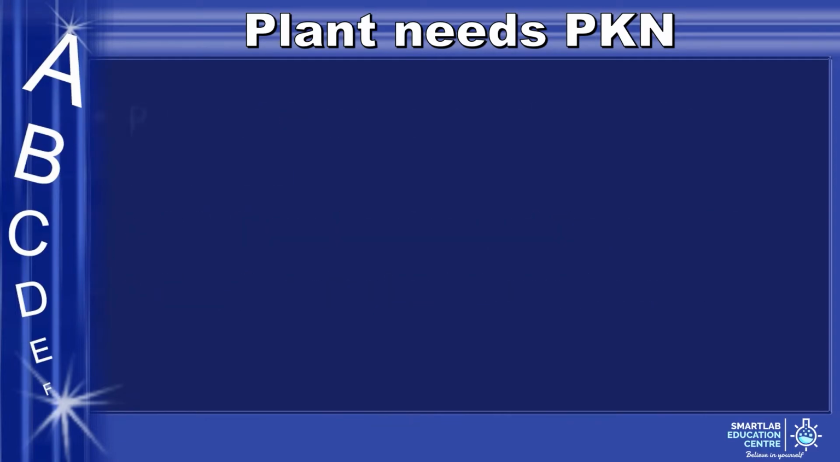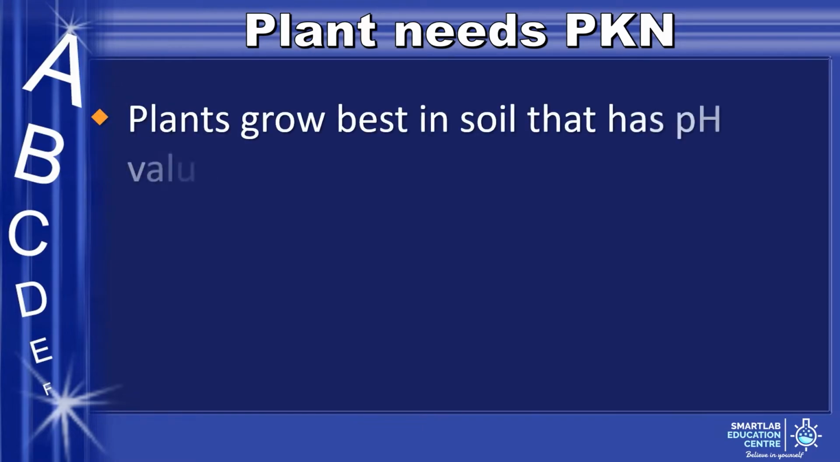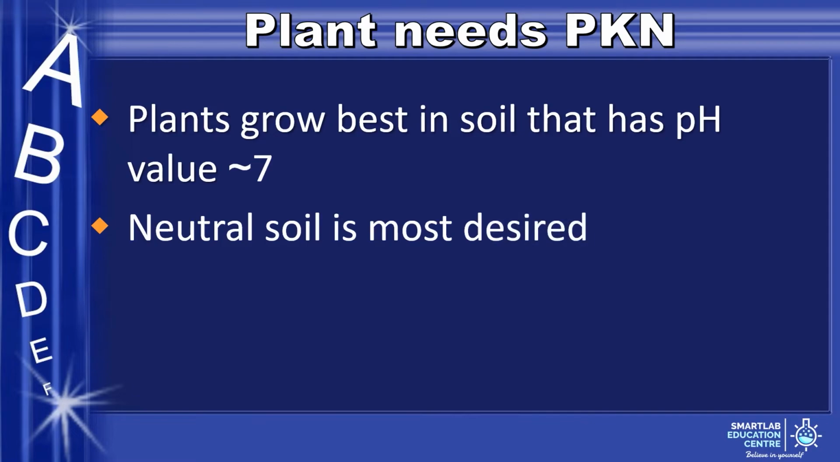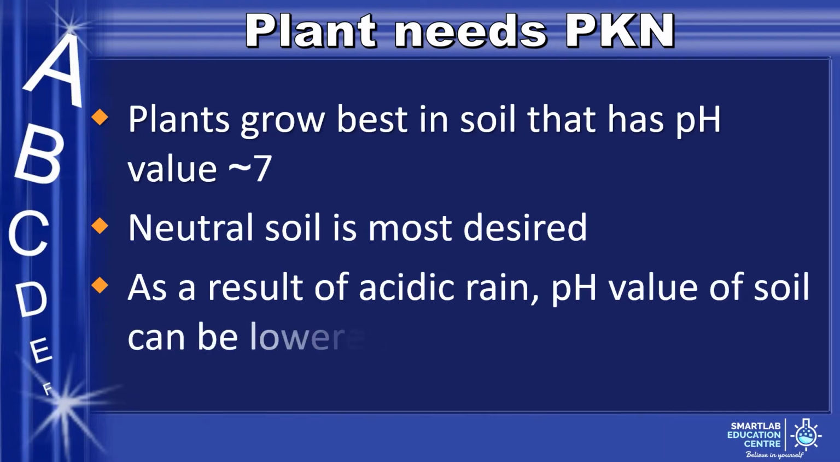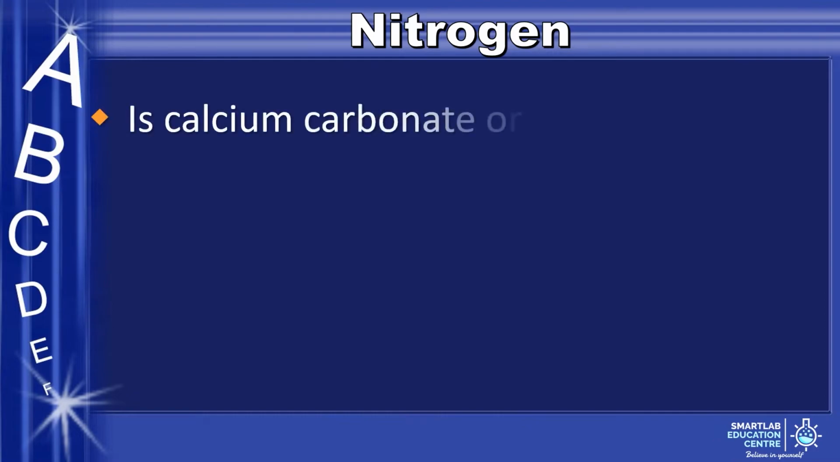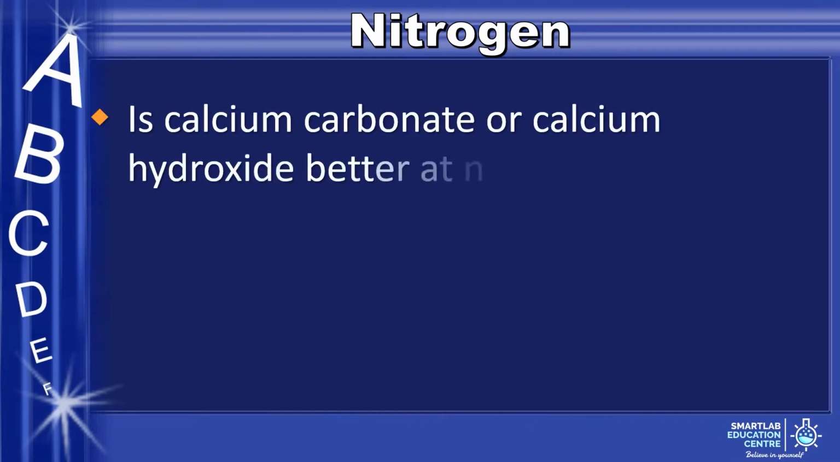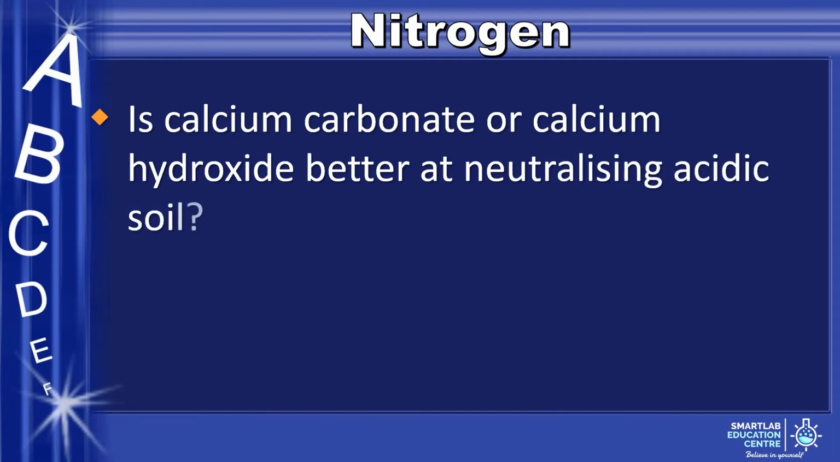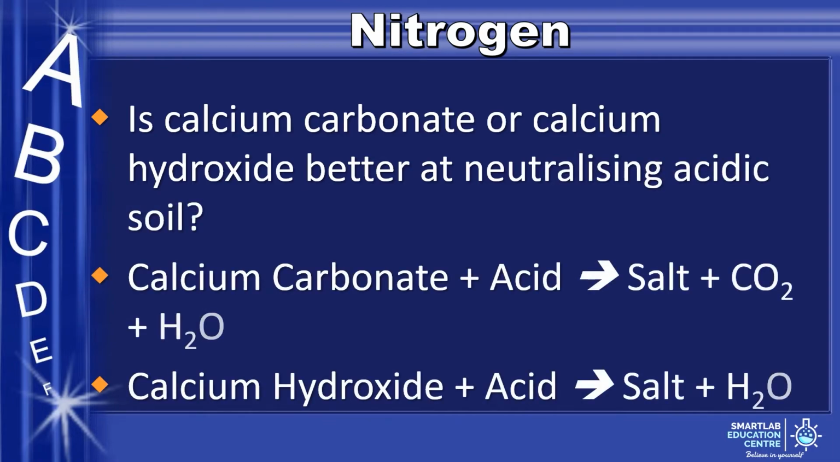Plants grow best in soil that has pH value of around 7, and thus neutral soil is most desired. However, due to acid rain, the pH value of soil tends to be lower than 7. A commonly asked question is, is calcium carbonate or calcium hydroxide better at neutralizing acidic soil? The two equations below show how calcium carbonate and calcium hydroxide would react with the acid that comes from acid rain.